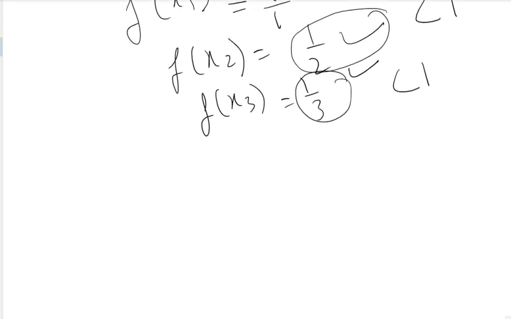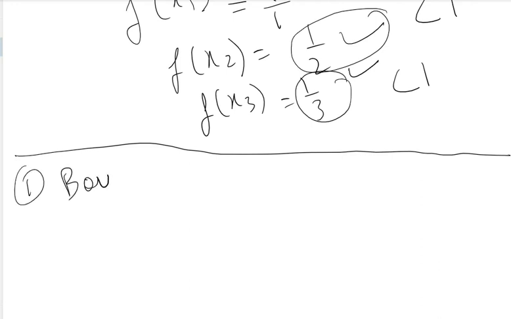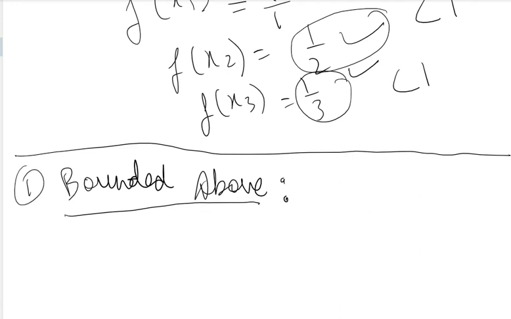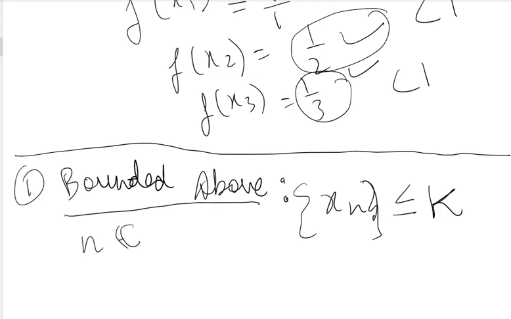Now there are two types of boundedness. The first one will be bounded above, and the second one will be bounded below. So the first one would be bounded above. So what is bounded above? Let's say I have a sequence denoted by x of n. In this sequence, if it is such that xn is less than or equal to some value k, and of course the n definitely belongs to natural numbers.